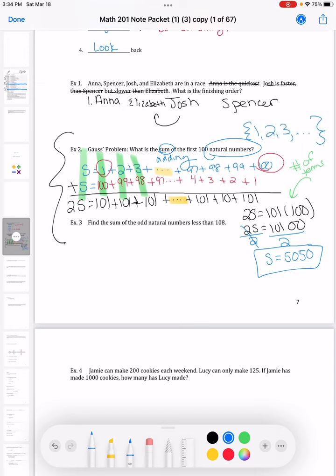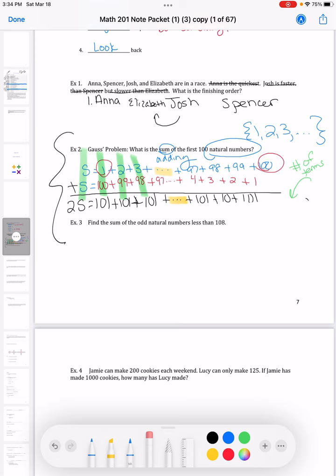Let's look at another one of these Gauss sums. I'm just going to give myself a little bit more space here. This problem is going to be a little bit harder because this one wants just the odd natural numbers. Up here at the top, I used all of the natural numbers. When I'm using all of the natural numbers, it was really easy.